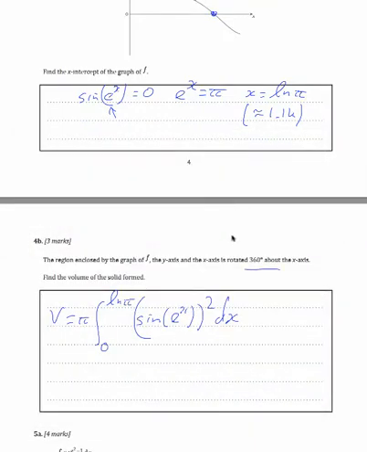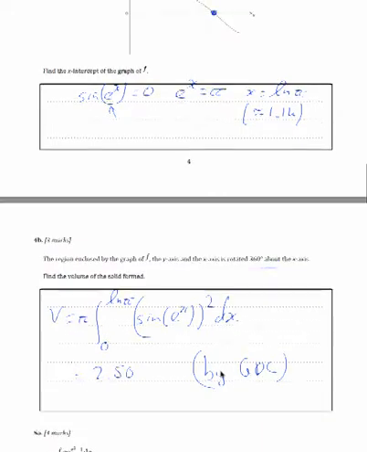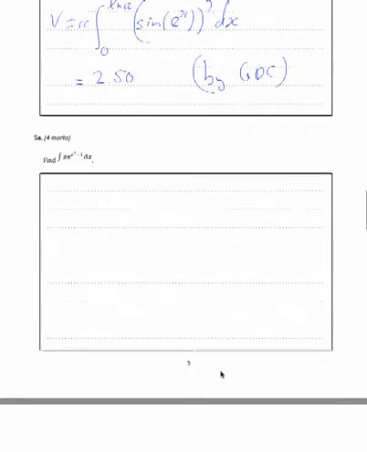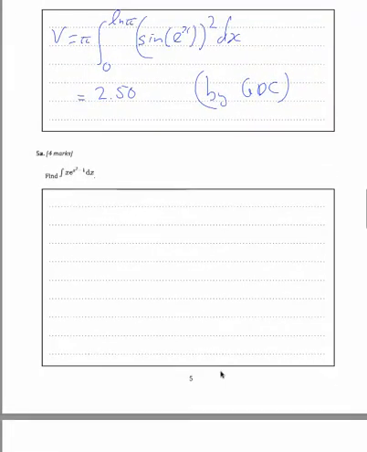So this is going to be 2.50 again by GDC. Right, remember it's a paper 2, so don't do ugly integrals unless you absolutely have to. In this case we certainly didn't.